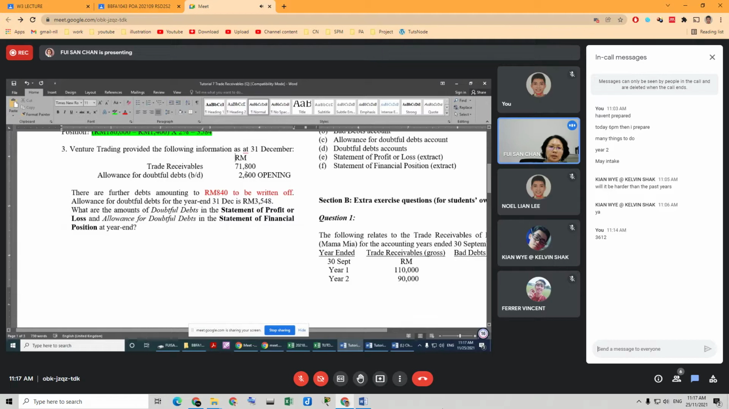Actually BD, this is the opening. This is the closing. So this is opening and this is closing. So what are the amount of doubtful debt in the SOPL and allowance for doubtful debt in the statement of financial position at year end? We want to know how much is the doubtful debts that you write off in the SOPL, and how much is the allowance for doubtful debt that you are going to put into your SOFP. That is the question.